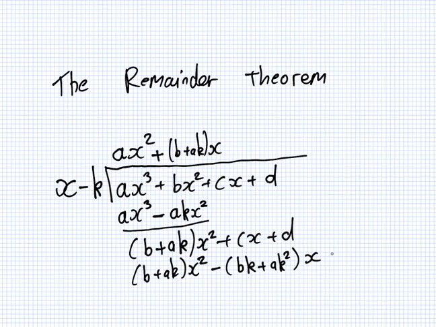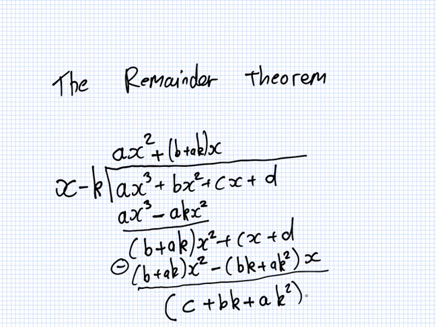What do I do next? Oh yeah, sorry, now I need to subtract. So these cancel. And now I'm left with bracket c plus bk, plus yeah, because it's a minus here, bk plus ak squared x plus d.